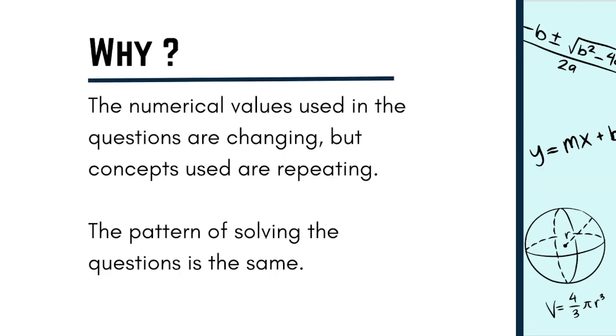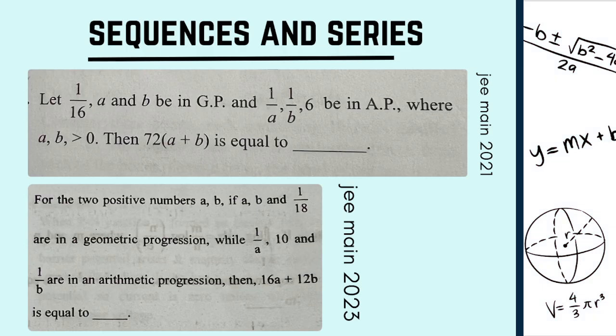Based on my analysis of the last few years' JEE Main previous year questions, what I've realized is that the numerical values used in the question are changing, but the concepts are repeating. The pattern of solving the question is the same. To prove these facts, I have examples along with me. I have taken an example from the chapter sequence and series.